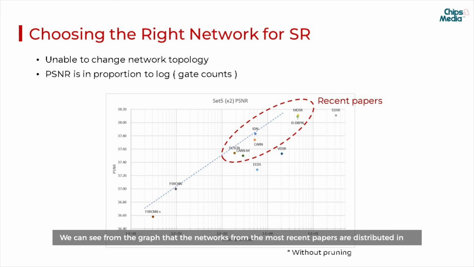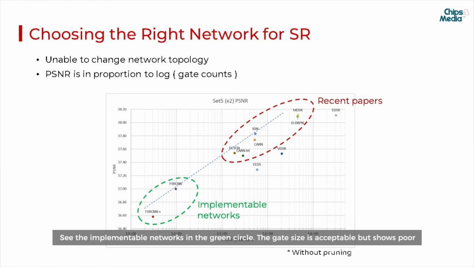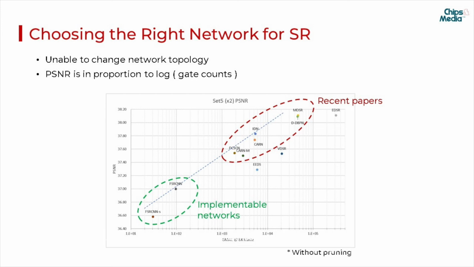We can see from the graph that the networks from the most recent papers are distributed in the red circle. Each network shows outstanding image quality, but the gate size is unimplementable in a real chip. For example, the estimated gate size of EDSR is over 50 billion gates. See the implementable networks in the green circle. The gate size is acceptable, but they show poor image quality. That's why it is very important to choose the proper network selectively.